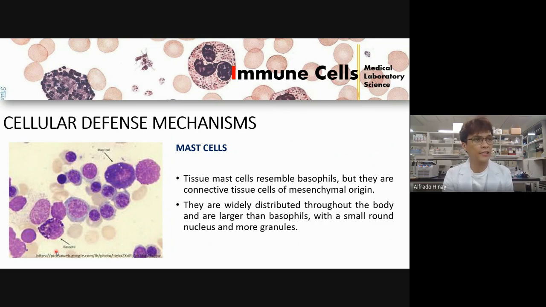So what class are they? Okay, they are cousins. They are responsible for your allergic reactions. And mast cells, as we mentioned here, class, are located in your connective tissue. So it would be very difficult to find them in your peripheral blood smears. Mostly what we really see is your basophils.